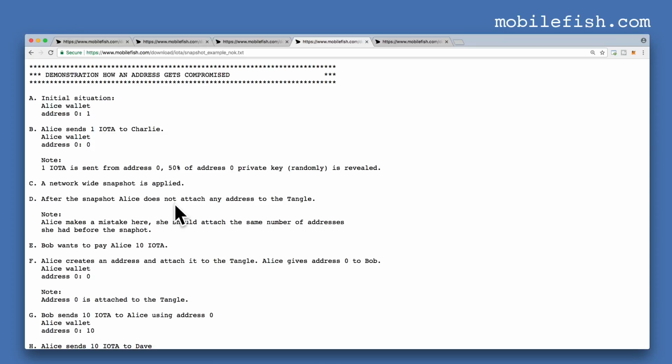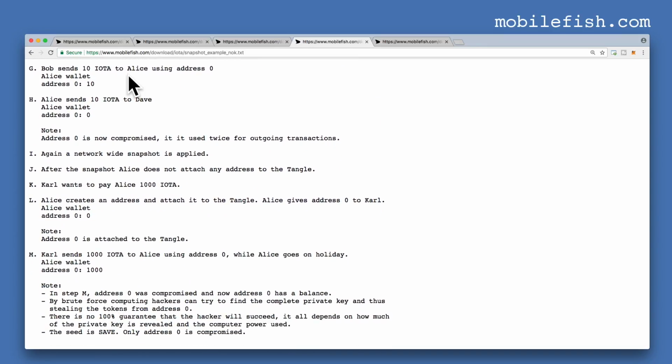After the snapshot, Alice does not attach any address to the Tangle. Alice makes a mistake here. She should attach the same number of addresses she had before the snapshot. Bob wants to pay Alice 10 IOTAs. Alice creates an address and attaches it to the Tangle. Alice gives address 0 to Bob. As you can see over here, address 0 is attached to the Tangle.